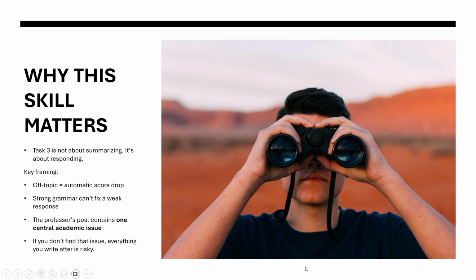Why this skill matters. Task 3 is not about summarizing. It's about responding. So if you're off topic, automatically your score drops. If you have strong grammar, but you cannot fix a weak response. The professor's post contains one central academic issue. If you do not identify that issue, everything you write is risky.